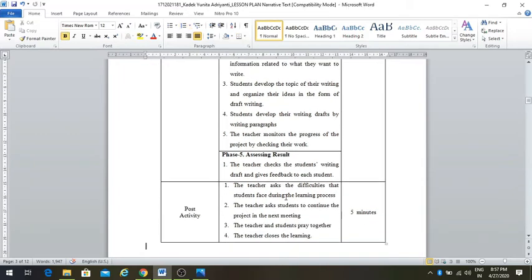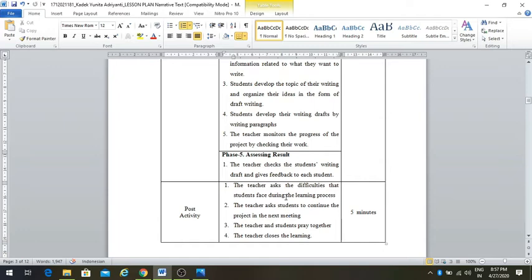So in the post activity, at the end of the lesson, the teacher asks students to continue the project at the next meeting, but students are asked to prepare pictures that are relevant to their story, as well as the elements of the storybook needed. So they will bring all of these elements in the second meeting.